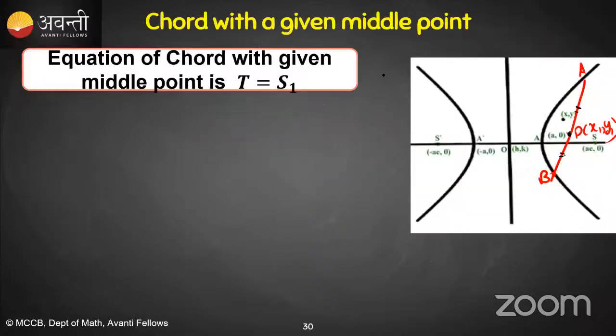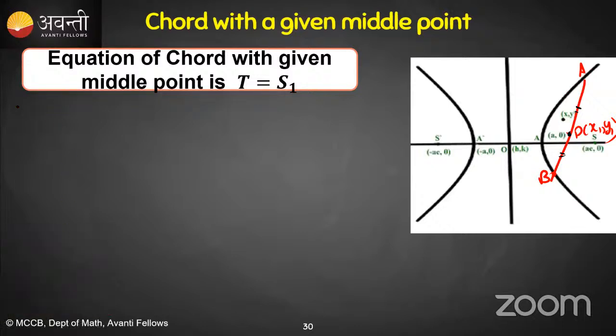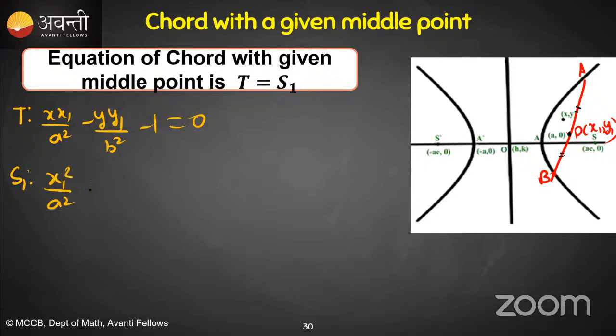So the chord with a given middle point: T equal to S1. So what is T? Let's say this is a point P, (x1, y1). So what is T? xx1 upon a square minus yy1 upon b square minus 1 is equal to 0. What is S1? Substitute the point (x1, y1) in the hyperbola. So x1 square upon a square minus y1 square upon b square minus 1.